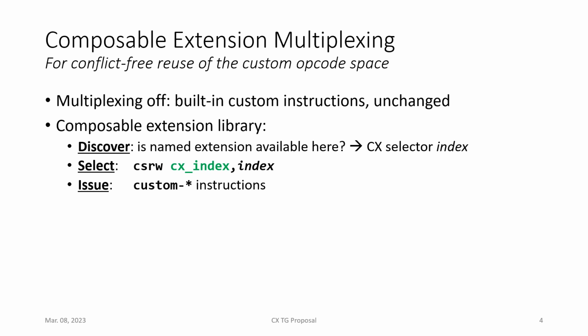On power on reset and whenever multiplexing is turned off, the system's pre-existing built-in custom instructions operate as before, unchanged. Later, an extension software library will discover if an extension is available and then select it prior to issuing its custom instructions. Discovery is performed in software in a CX runtime or a CX-aware operating system, mapping a globally unique standard CX ID into a system and Heart-specific CX selector index. Writing this index into a Heart CX index CSR enables extension multiplexing and selects the Heart's current composable extension and the extension's current state context.